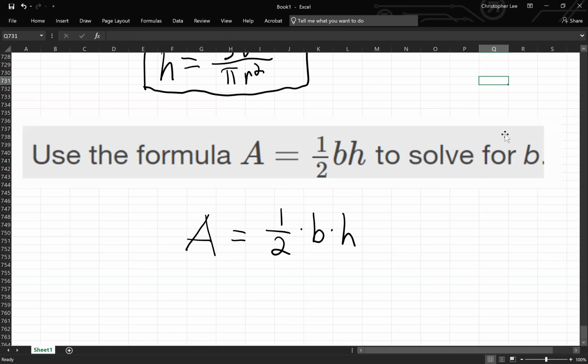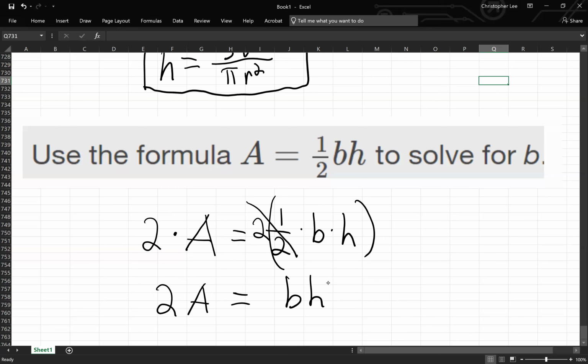That's true, you could do that. So what she's suggesting, because it's a half, is I could multiply this by 2, which will cancel this out. But what you do to one side, you have to do to the other. So now you have 2A is equal to BH. If you multiply a fraction by its denominator, you kill the fraction.